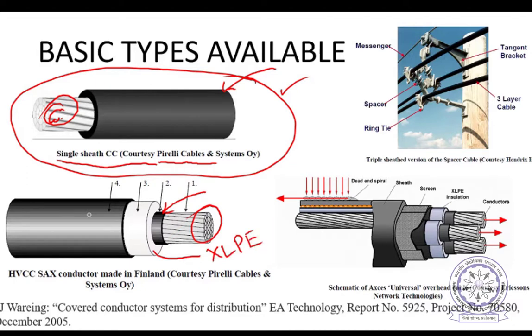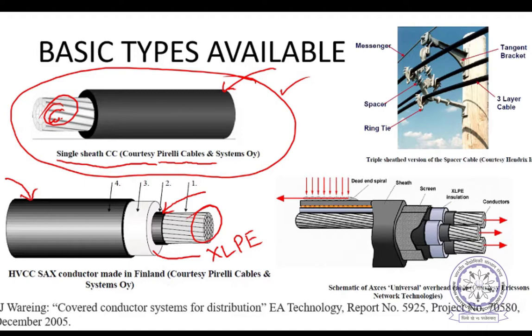And above this one, for weather protection, this additional layer is used. This is the material, tracking retardant material it is called. It is a special material which will not allow tracking on the surface of the insulation. So this is how the three-layer, triple sheath covered conductor is made. It is a little bit costlier, but it has additional advantages.